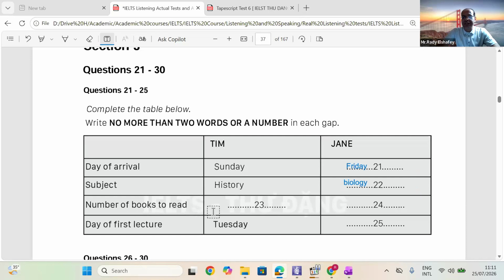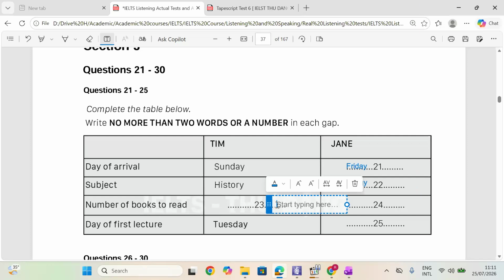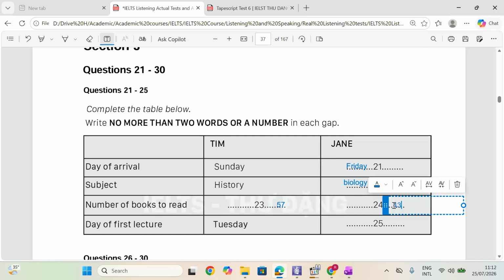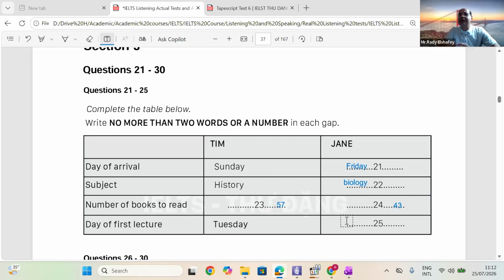Okay, number of books to read. That was an easy one to get. That was very easy. But I didn't hear first. It was 57 for M and 43. 43. Yes. The most difficult one was 22. Question 22 was the most difficult one. I thought I heard 57 and was about to answer, but was afraid of being wrong.